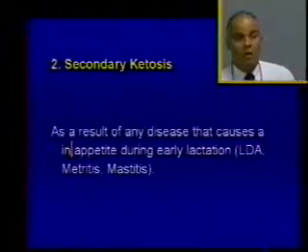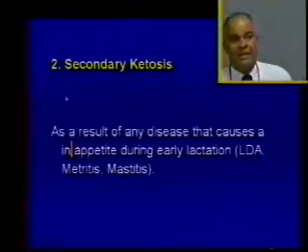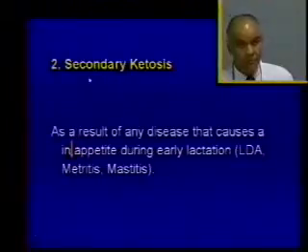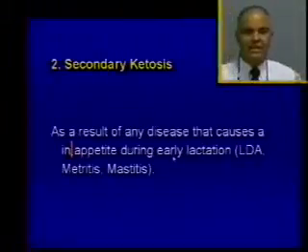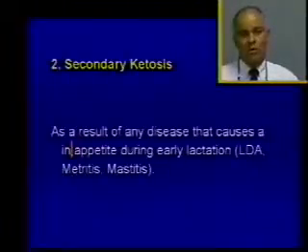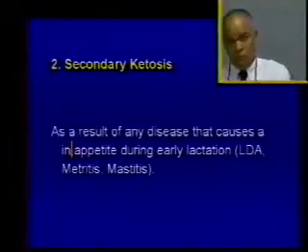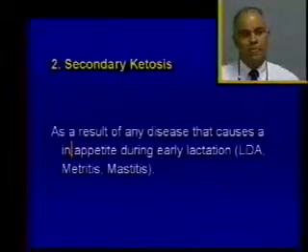Perhaps the most common cause of ketosis is a secondary form. And the reason why we call it secondary is because it occurs as a result of any disease that causes a cow to eat less, lower appetite during early lactation. So any disease, any disorder that lowers dry matter intake in dairy cows also predisposes them to ketosis.